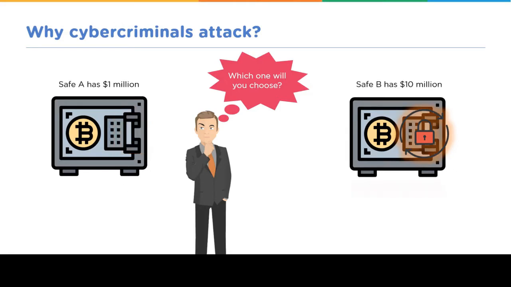In this third scenario, Vault A has $1 million and Vault B has $10 million. Now between these two vaults, which one is the cyber criminal most likely to attack? Well, this time the cyber criminal will definitely attack Vault B, which contains more money.